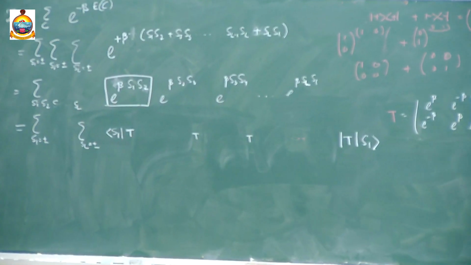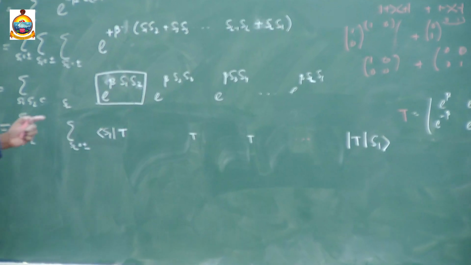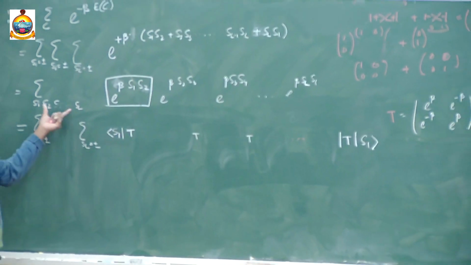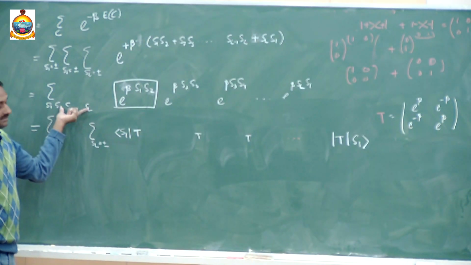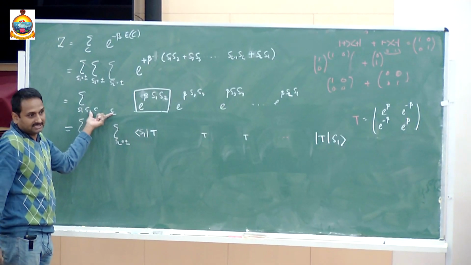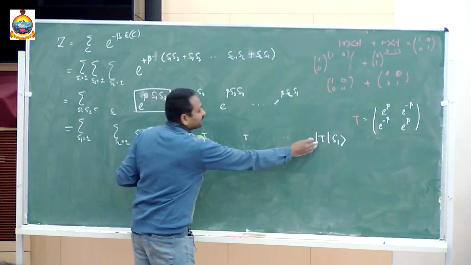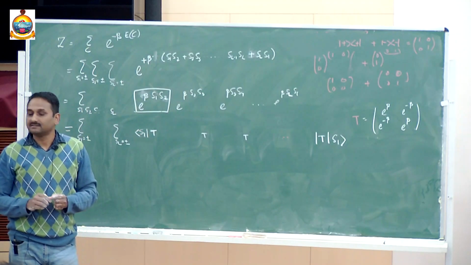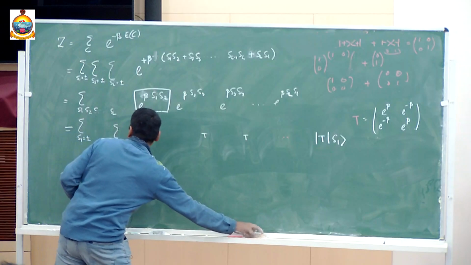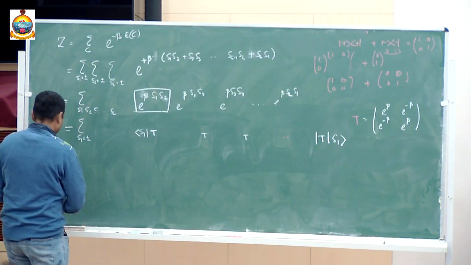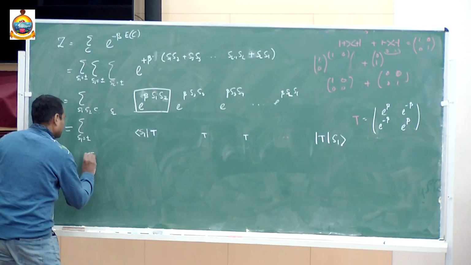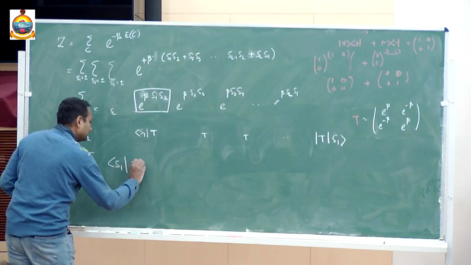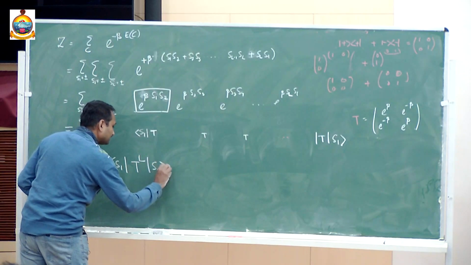So how many T's are there? You have taken s1, s2, s3. With periodic boundary conditions, all L minus 1 sums you have taken. So write T to the power L. All the T's you have taken, so this is just T to the power L between s1 and s1. All these sums are gone, only the s1 sum is there. So this is equal to summation over s1 of s1 T to the power L s1.